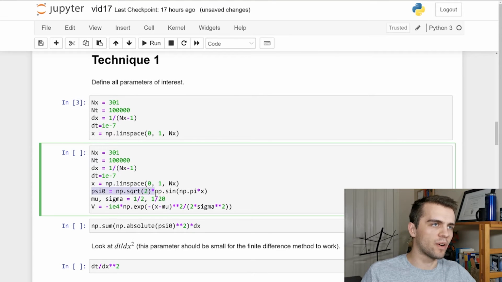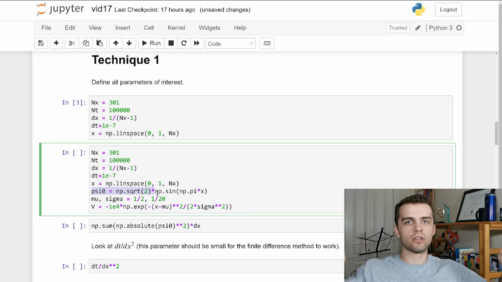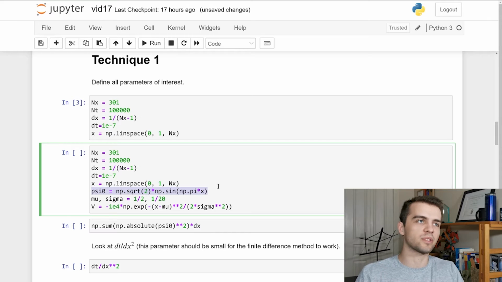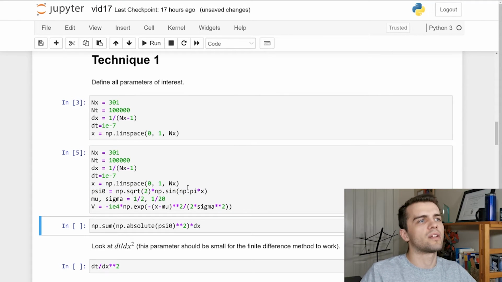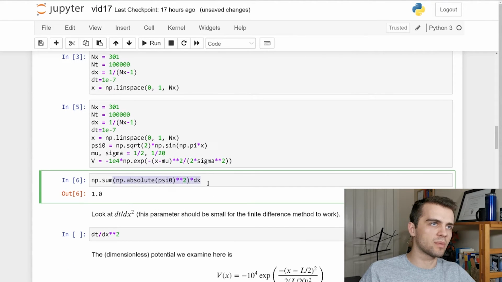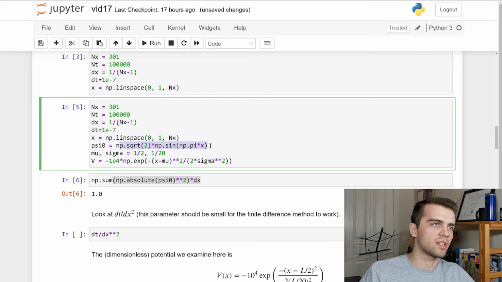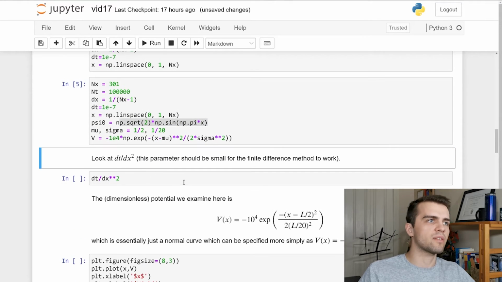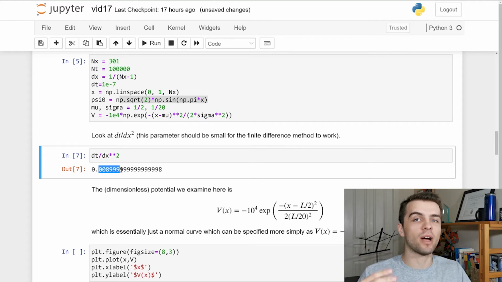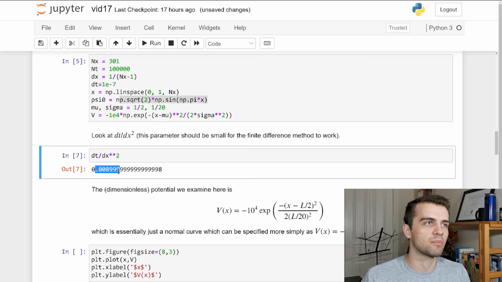And then I create my initial wave function, which for the purpose of this video is going to be a sine curve. This is actually an energy eigenstate of the infinite square well, where V of x is equal to 0. But in this case, my potential, I'm going to choose a Gaussian well in the center, and you'll see that in a second. So I define my initial state and my Gaussian well, and I make sure that it's normalized, which is what I do here. I can look at this dt over dx squared quantity. This has to be small for the finite difference method to work, and this is sufficiently small here. I experimented with different quantities, and it turns out that this one worked pretty well for this purpose.